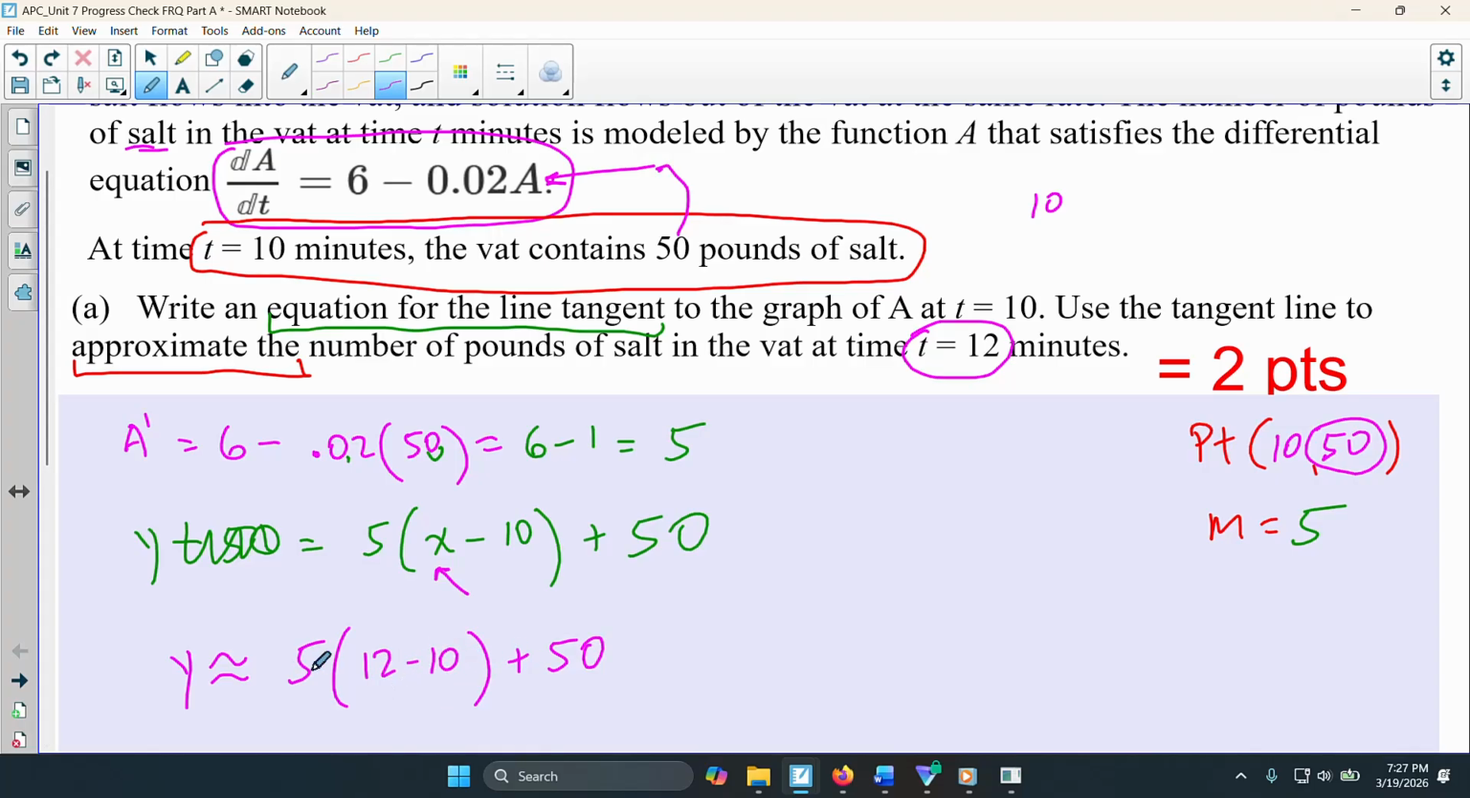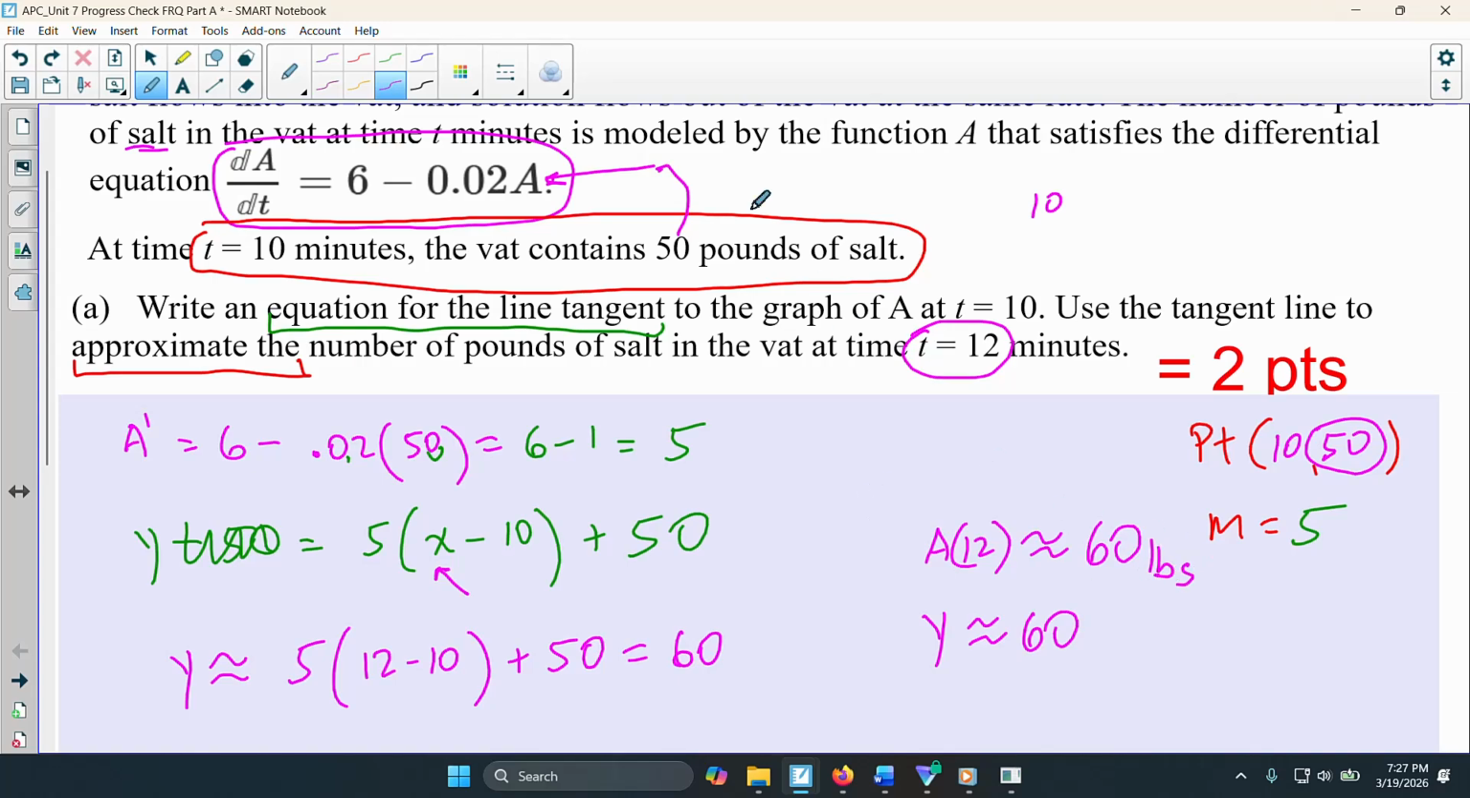Clearly, that's 2. 2 times 5 is 210. So this whole thing is 60. So my y will be approximately 60. Now I could actually call this letter A, right? Because this is your A amount of salt. So you could say A of 12 is approximately 60. And the units here are number of pounds of salt, so you can be even more complete: lbs.